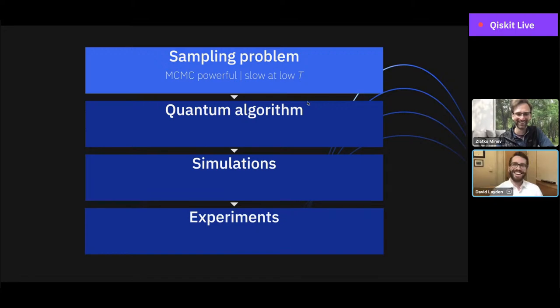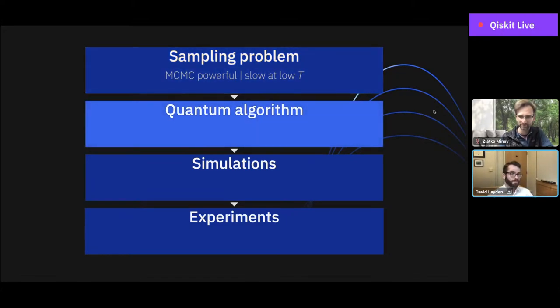Sure. Thank you. So what we have so far is this sampling problem that arises in several different applications. And by and large, MCMC is the main technique to deal with it. So far, everything I've talked about is classical. It's a very powerful technique, but it can be slow to converge when you have a rough energy landscape and a relatively low temperature as set by the scale of your energy function. Now, it was with the goal of accelerating MCMC convergence that we developed our quantum algorithm.